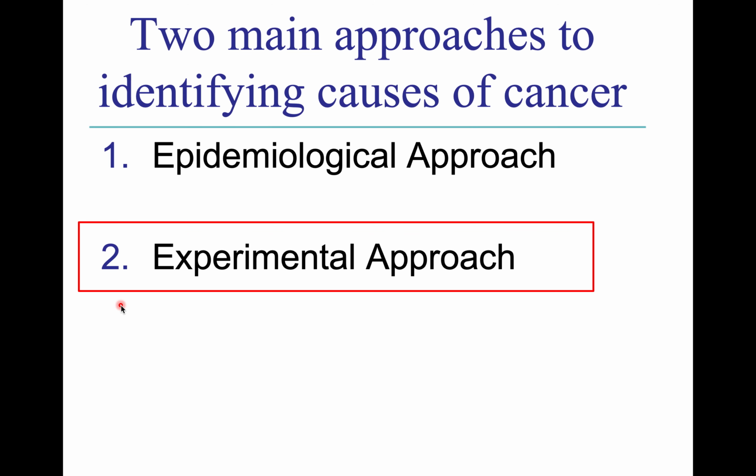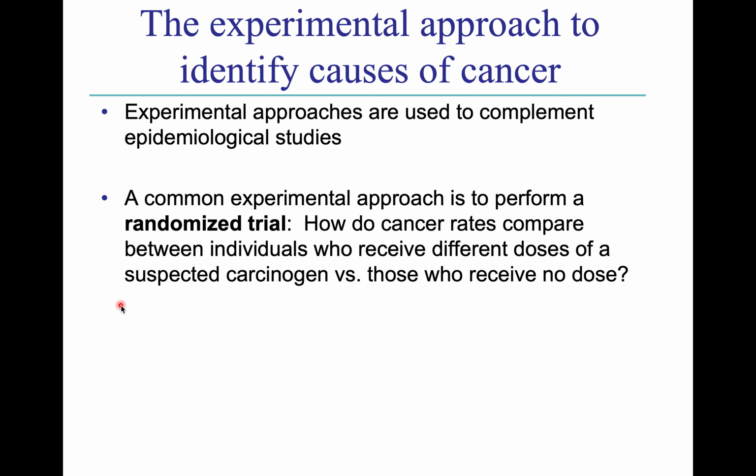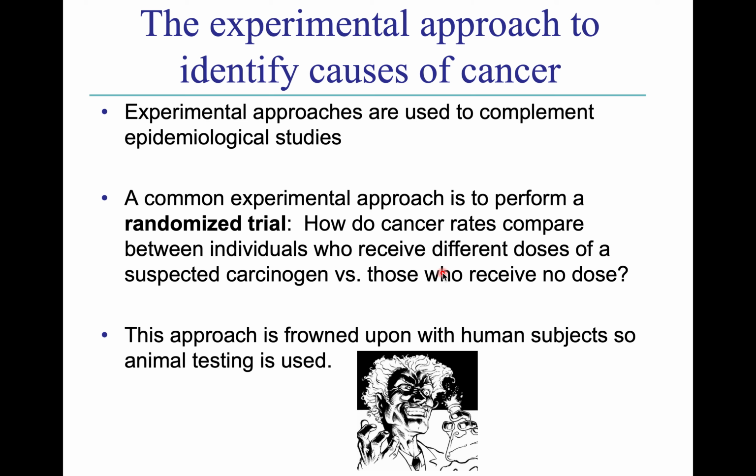All right, so we have the epidemiological approach, and that is going to be complemented by an experimental approach. You're probably familiar with experimental approaches that look at things that could cause cancer, like randomized trials. How do cancer rates compare between groups that receive different doses of a suspected carcinogen and people that receive no dose, for example, a control group? These kinds of studies can be very powerful.